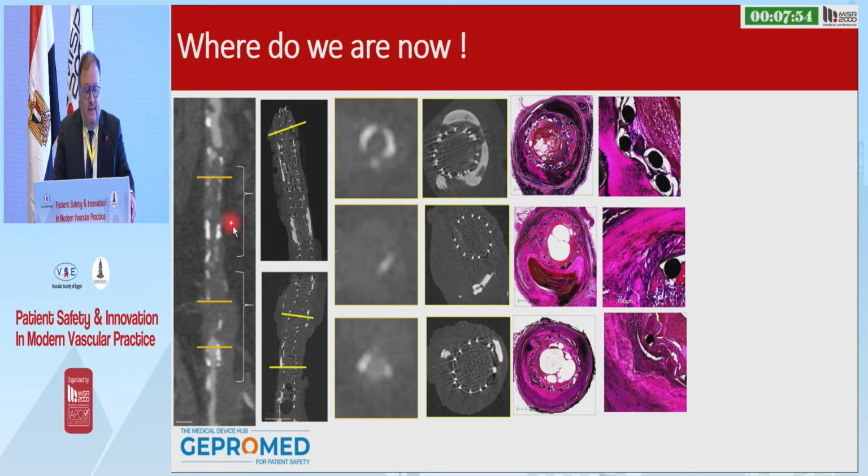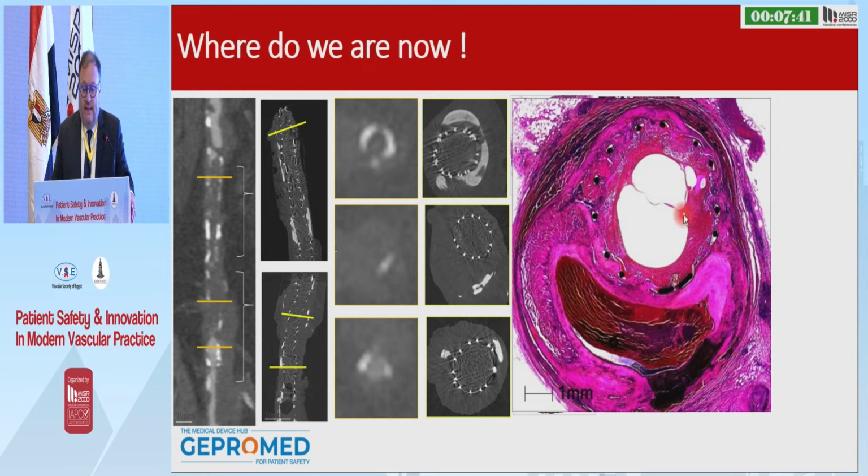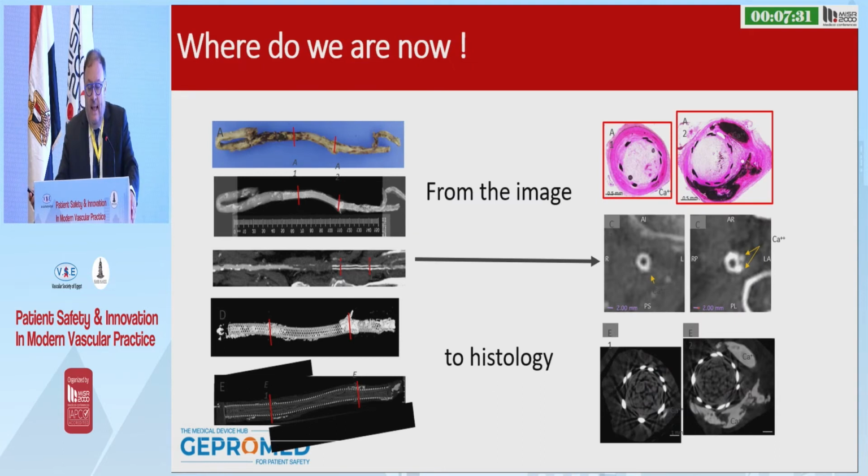This is a CT, micro CT. You can see the differences you have in terms of accuracy, and this is the histology at the same level. And it's interesting to see that we can have information. Here we are in the subintimal space. This is a thrombosed SFA. Then the idea was to go using AI from the image to histology.